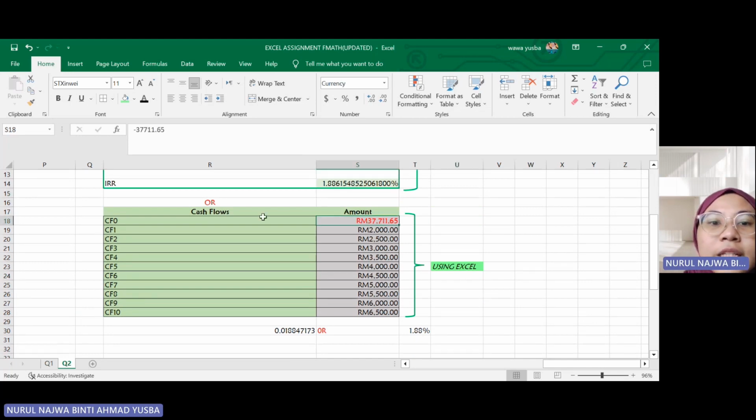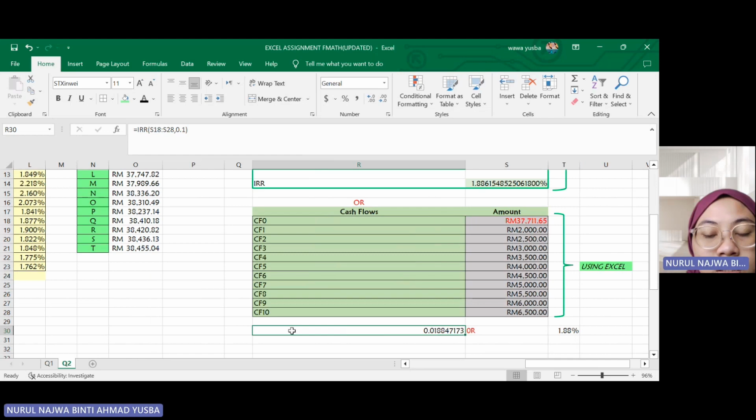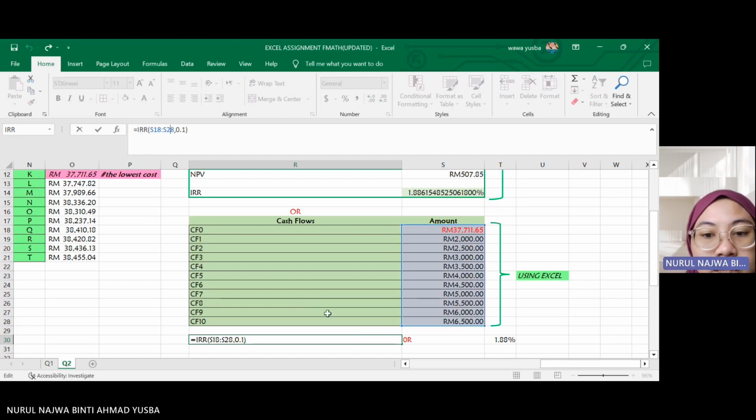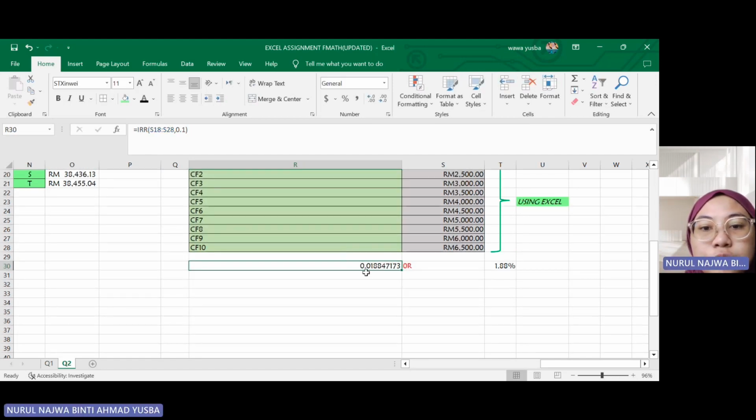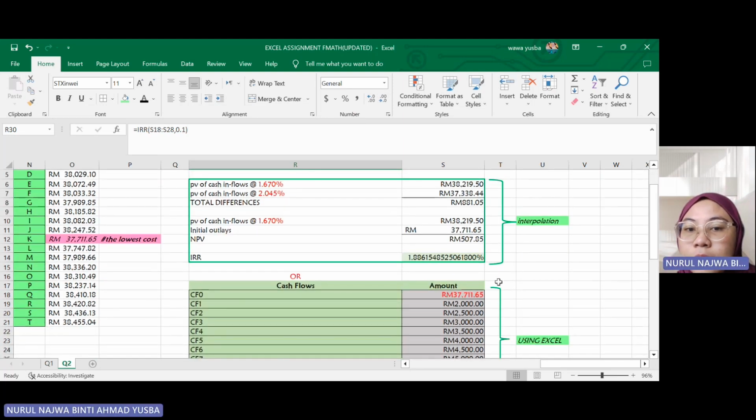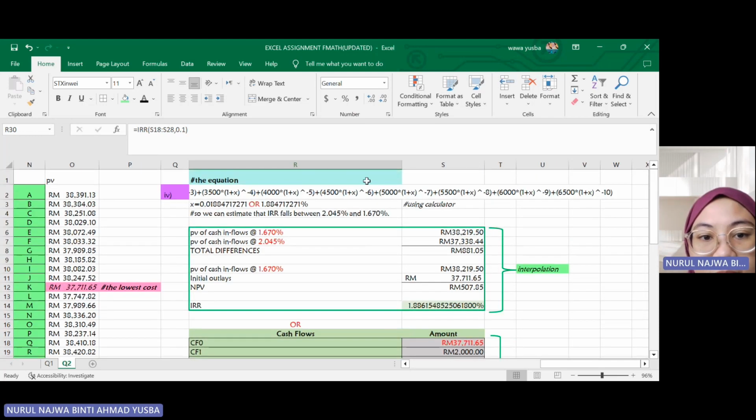And then I'm using Excel. For the first cash flow, 0 is the initial investment, which is negative 37,711.65, and then the cash flows are 2,000 in the first year, 2,500 in the second year, until the last year is 6,500. So I'm using the IRR function in Excel. This one is the values, and then the guess is 0.1. I press enter and I got 0.018847173 or 1.88%. So basically, if I'm using Excel, the value is the same as the value I got using the calculator.